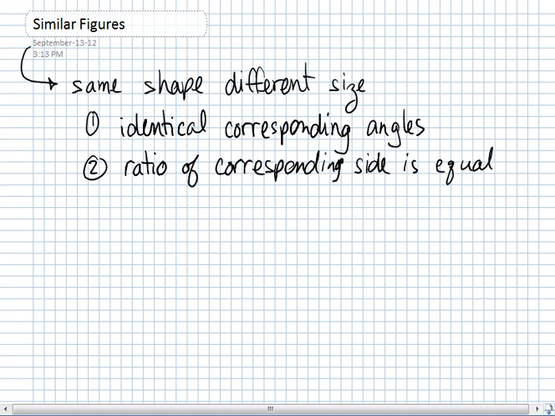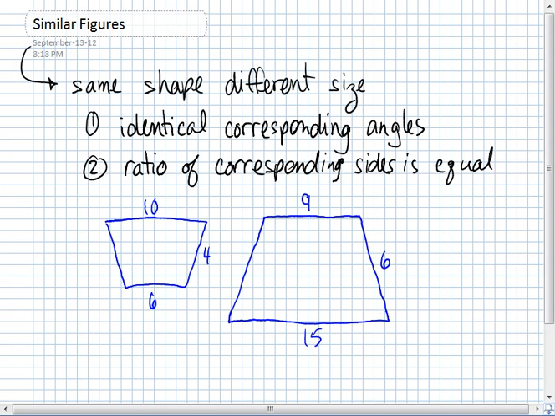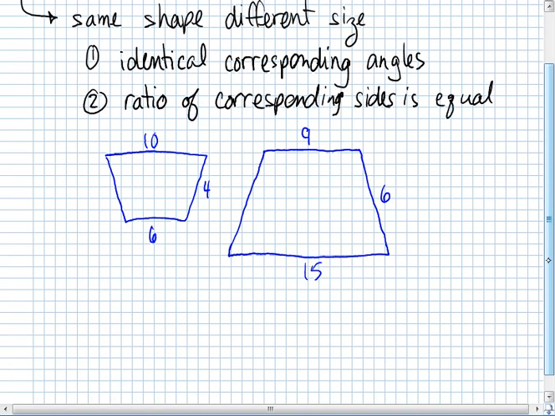The second thing is that the ratio of corresponding sides is equal for all different sets of corresponding sides. So for example, these two trapezoids, to see if they're similar, we would look at the ratio of corresponding sides. You can do it in any order, just as long as you do it the same way all the time.